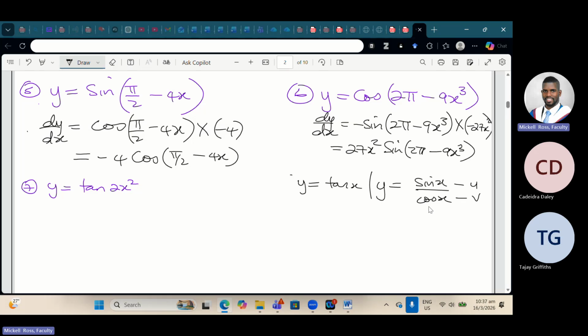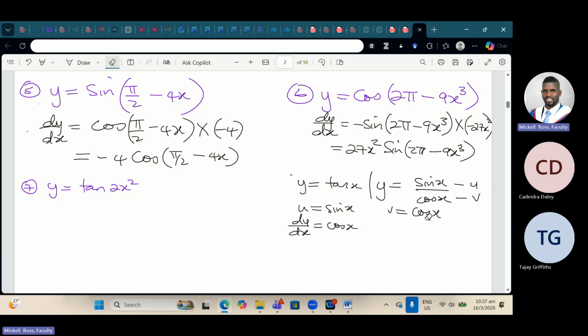So if u is equal to sine x, then the derivative of u with respect to x is going to be cos x. And if v is equal to cos x, then the derivative of v with respect to x is going to be equal to negative sine x, cross multiply.